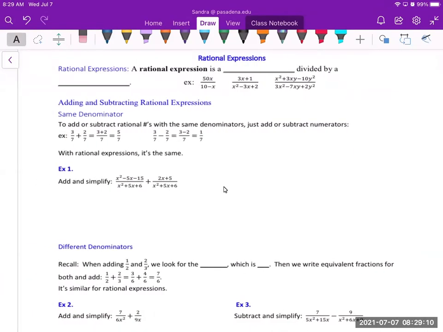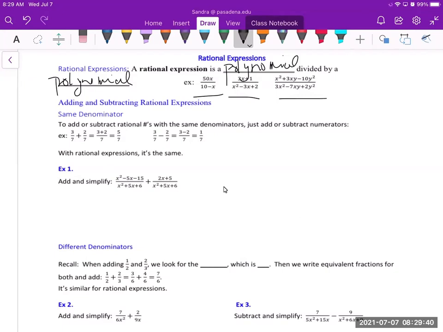A rational expression is a polynomial divided by a polynomial. So let's go ahead and write the word here, polynomial. A polynomial divided by a polynomial. We should know what a polynomial is already. Here's an example of a rational expression. Here's another example. I'm giving you 3 different examples of rational expressions.